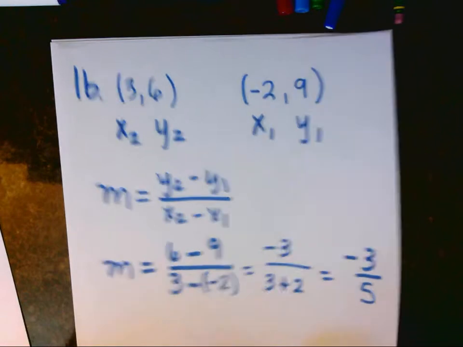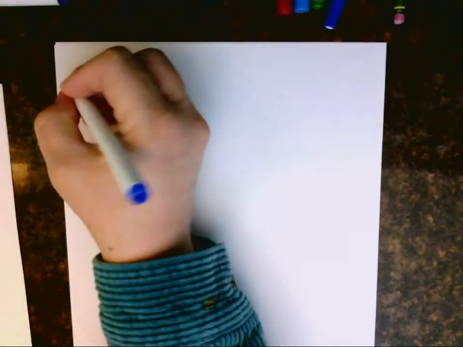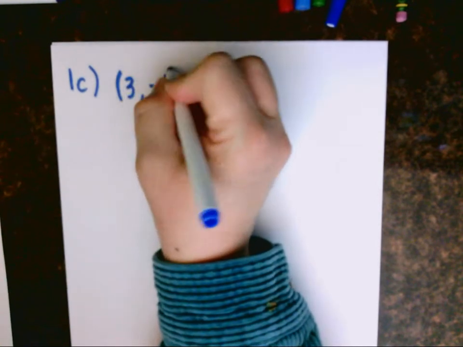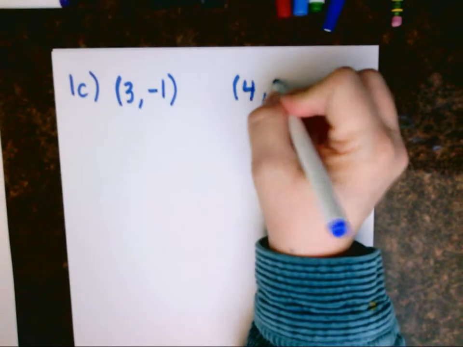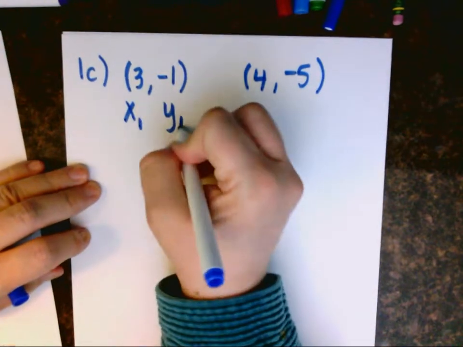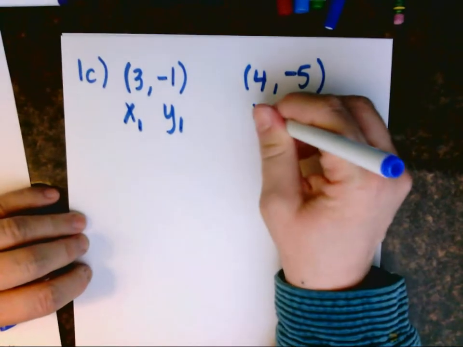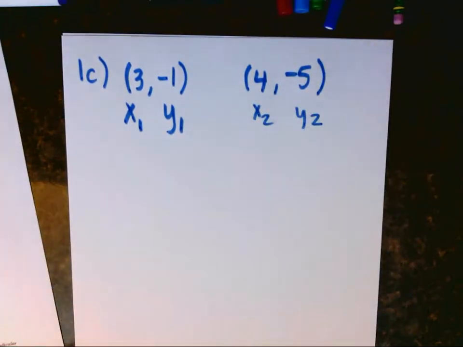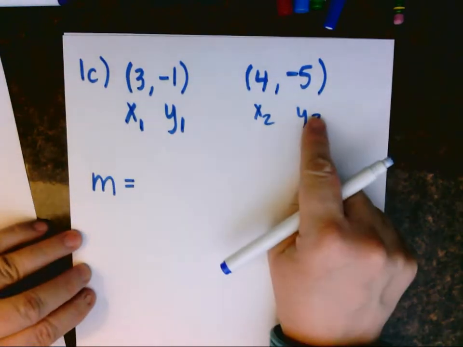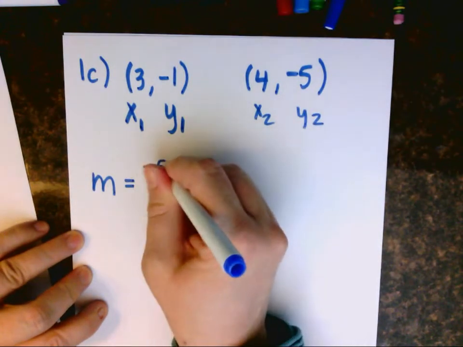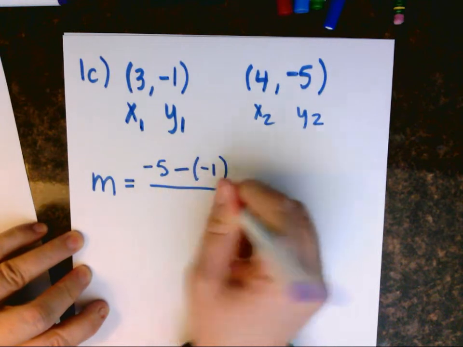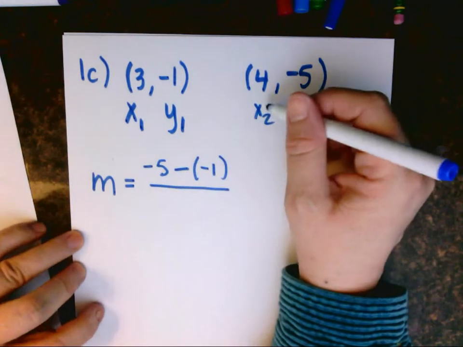Okay, part C. And this has the points (3, -1) and (4, -5). And usually the first one that's listed you call x1, y1. You don't have to. x2, y2 for the second point. And I'm going to go directly into my slope formula this time. We take y2, which is -5, minus the y1, minus a -1. And you're welcome to skip that step and just write it as a positive. That's fine. Be careful though.